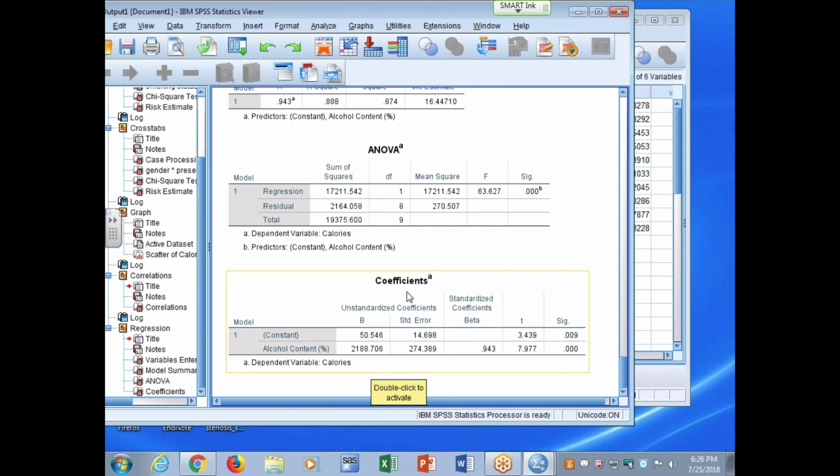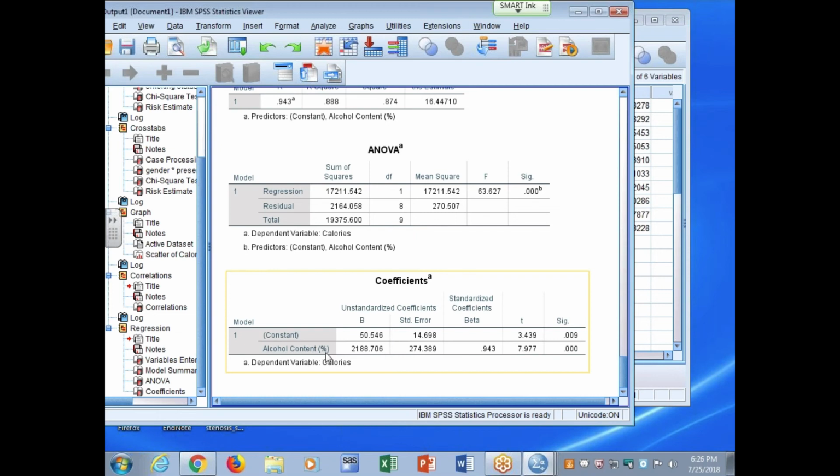Our coefficients table tells us the format of our line that we're going to draw through that chart that we just drew. Okay, and it tells us that the y-intercept, what's called constant here, is 50, and that the value that goes in front of the alcohol percent is 2188. Okay, so now what does that mean? That seems like an odd number. It's going to make sense in a second, right?